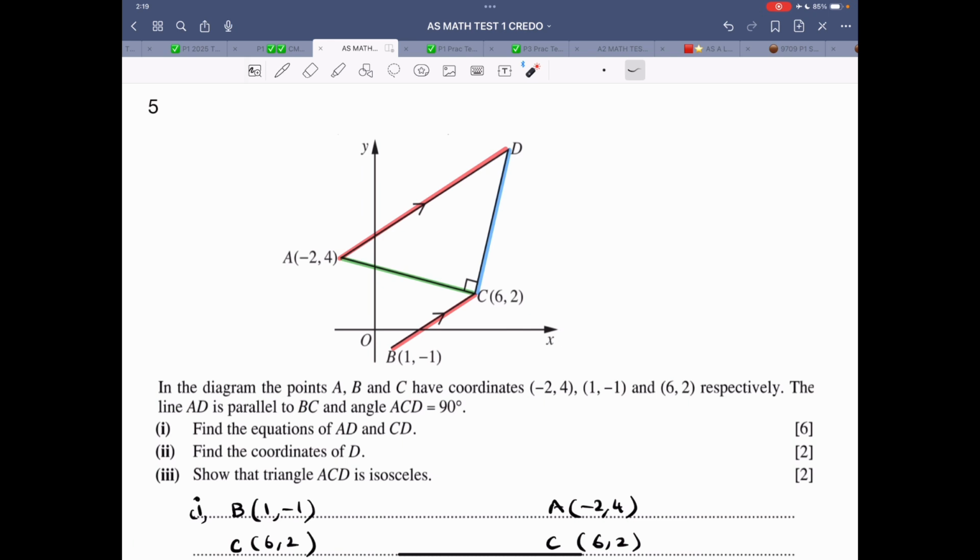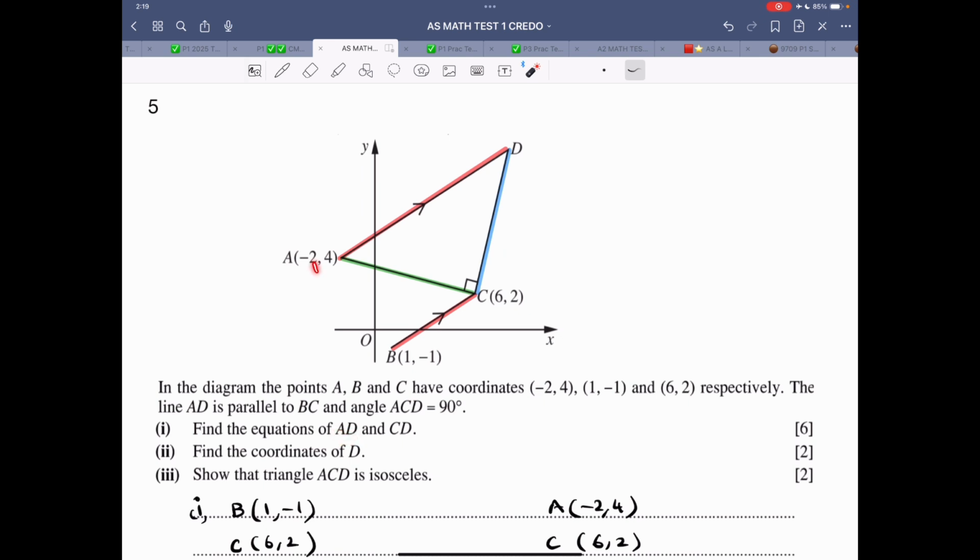Question number 5. It says in the diagram the points A, B, C have coordinates such and such. Line AD is parallel to BC. That means I can use B and C to find the gradient, use that gradient with A, and find the equation of AD. That is what they're asking.